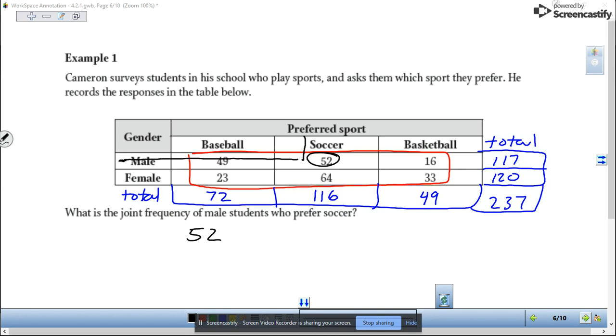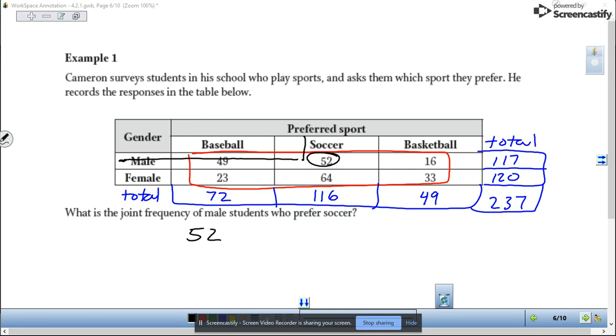Now, it doesn't ask us to in this problem, but I could find the relative column frequency of males who prefer soccer. In other words, what percentage of students that prefer soccer are male. Well, that'd be 52 out of 116, so I divide that. Or I could say, what's the percentage of males, so we're only looking at the males, who prefer soccer? Well, that would be 52 out of 117. Or I could say, out of all the total students, what is the percentage of students that like soccer and are male? That would be looking at the 52 out of the whole 237.